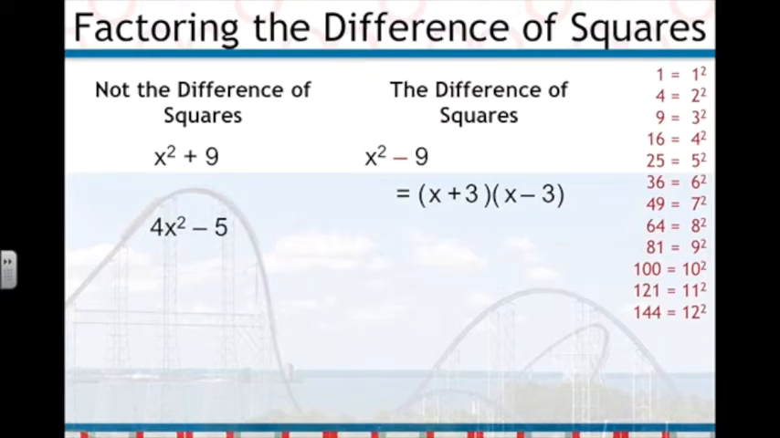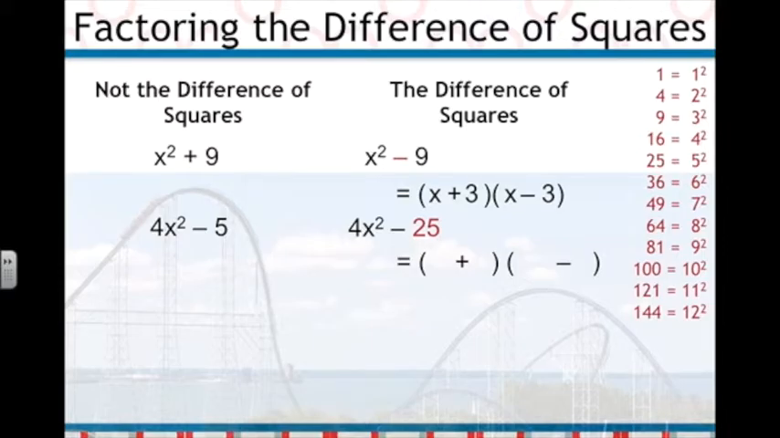For our second example, consider the binomial 4x squared minus 5. While it is the difference of two terms, 5 is not a perfect square, so we can't factor this one. However, if we had 4x squared minus 25, we could. First, write down the parentheses with the plus in one and the minus in the other.